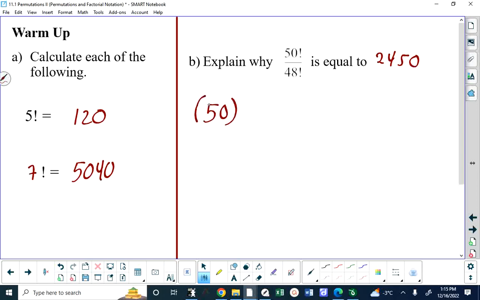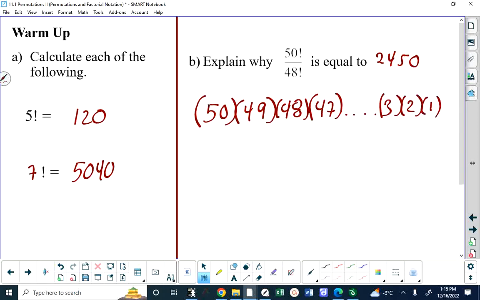50 factorial is 50 times 49 times 48 times 47 times all the way down the line 3 times 2 times 1. But this, as Jack just said, is 48 factorial. In fact, there would be nothing wrong with you writing 50 times 49 times 48 factorial and just ending it there. And on the bottom, we have 48 factorial.